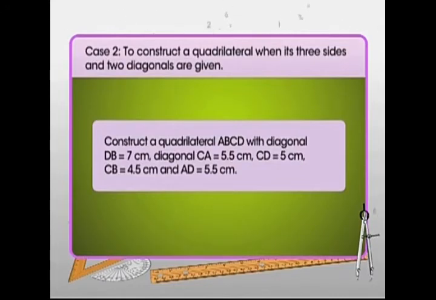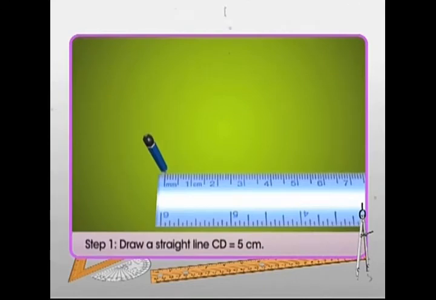Construct a quadrilateral ABCD with diagonal DB equal to 7 centimeters, diagonal CA equal to 5.5 centimeters, CD equal to 5 centimeters, CB equal to 4.5 centimeters and AD equal to 5.5 centimeters. Draw a straight line CD equal to 5 centimeters.